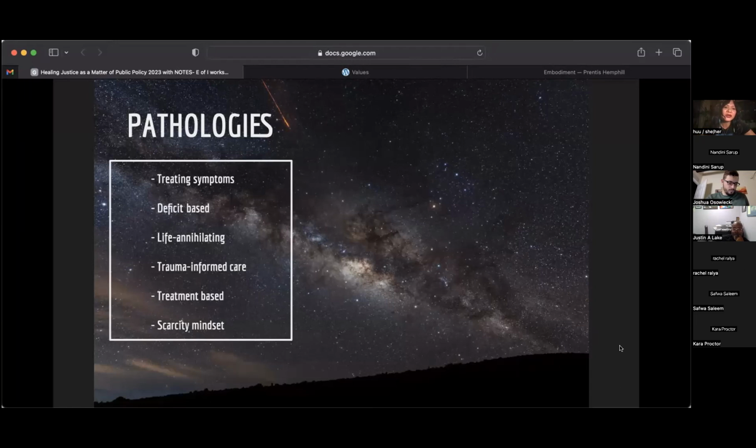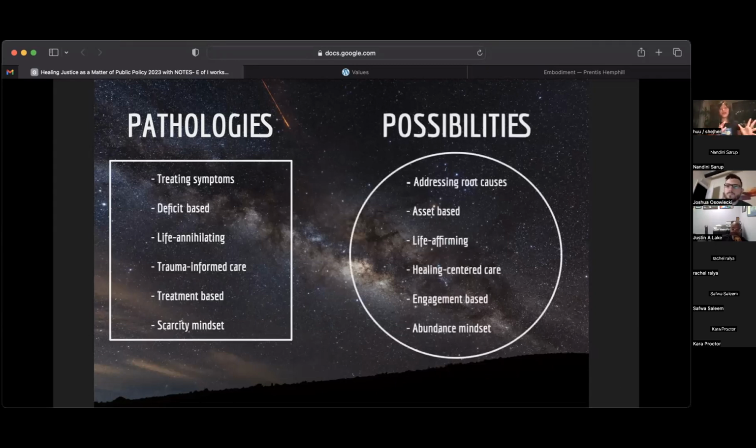And then treatment-based, as well as the scarcity mindset. If you remember that quote from Robin Kilmore, she talked about this idea of scarcity mindset versus abundance. I think it's a popular quote that we say, let's think out of the box. I definitely do. I actually think in circles. So I'm going to show this set of possibilities.